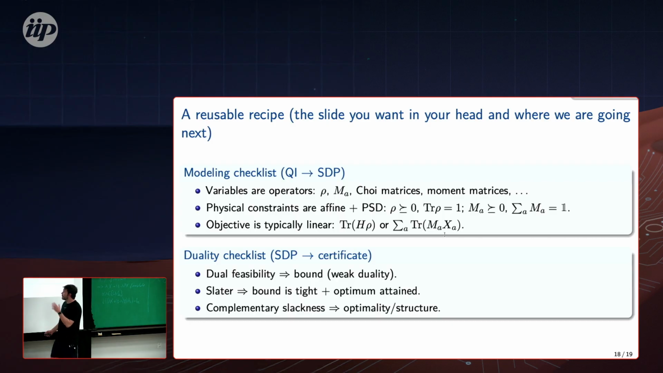Then another thing you should take home with you is that given one SDP, you always get its sibling, the dual problem. And the dual problem will tell you a lot about the SDP, namely that if you find a feasible point of the dual, it will give you a bound on the optimal value of the primal and vice versa. When are they the same? Your go-to method to check if the dual and primal values are the same is Slater's condition.